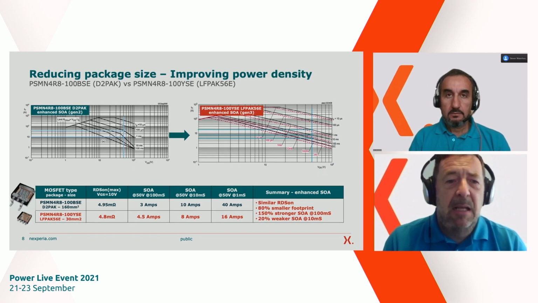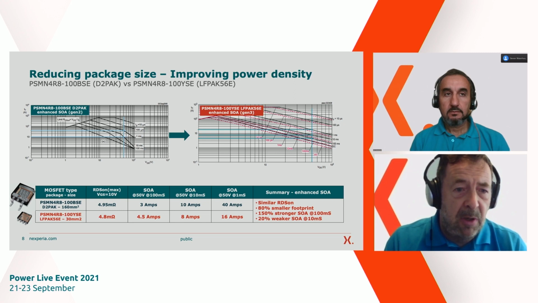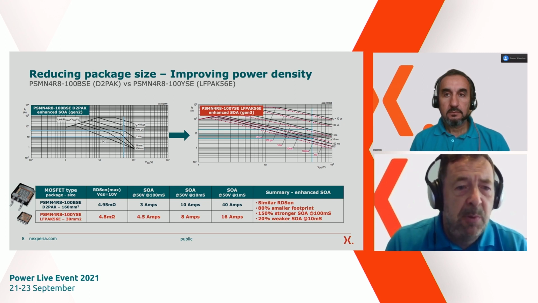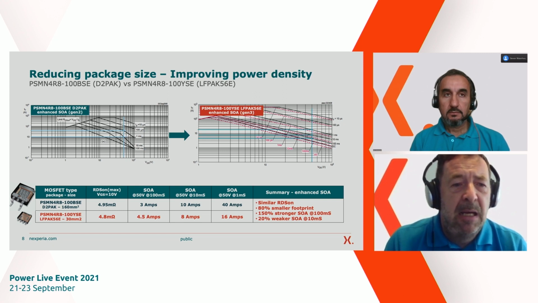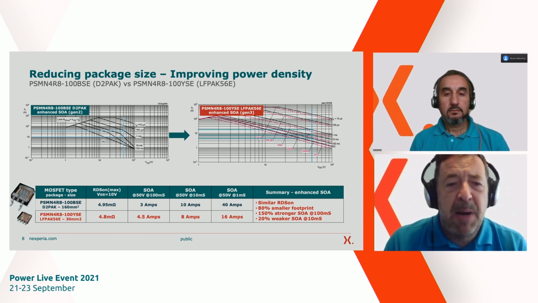We mentioned that the 5x6 package is an ideal replacement for a D2PAK. So we have our Gen 2 enhanced SOA products there. This is a PSMN4R8-100BSE. It's in a D2PAK, so that's your 160 mm squared package.